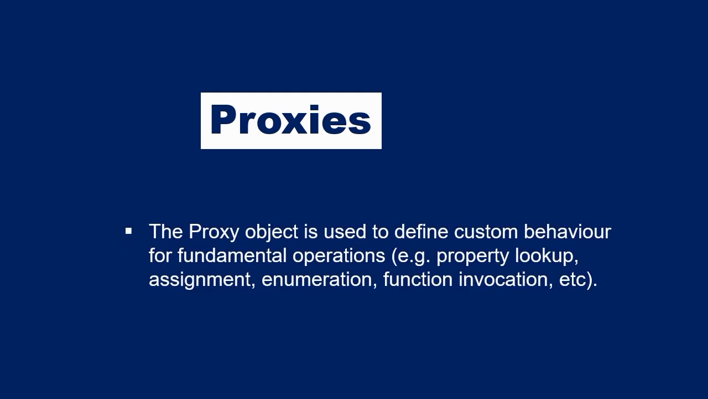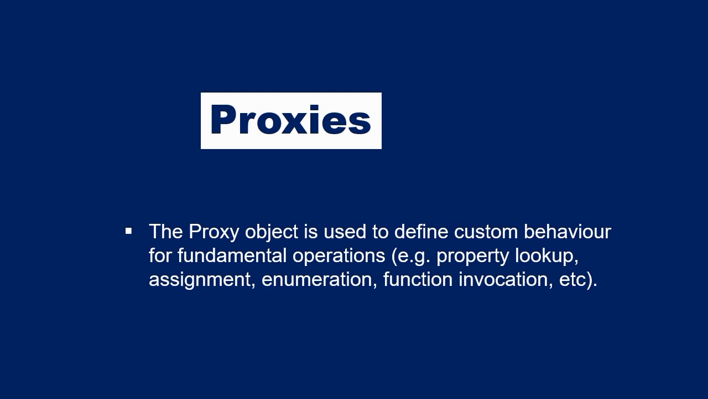What is a proxy? The proxy object is used to define custom behavior for fundamental operations, for example, property lookup, assignment, enumeration, function invocation, and so on. In a way, proxies are like getters and setters, but in a more refined and polished way.